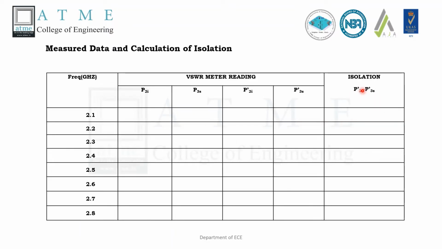And this is the tabular column for the calculation of isolation. Again, take the readings in the VSWR meter for the frequencies 2.1 to 2.8 or 3 GHz. Record the readings as P2 and P3 and get the corrected values from the calibration graph, which are recorded as P2 dash and P3 dash, and the isolation can be calculated as P2 dash minus P3 dash. So this gives the isolation characteristics. The outcome of the experiment is that students will understand the power division and how the isolation characteristics of the power divider are determined. Now let us move on to the demo of the experiment.